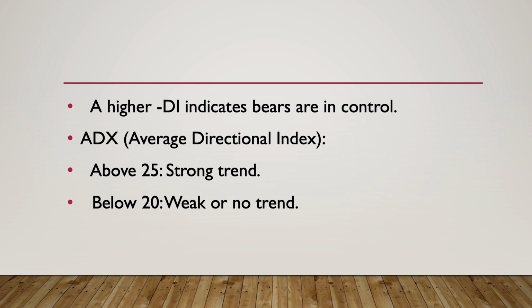The ADX, average directional index, above 25 is a strong trend, and a weak trend if it's below 20. Consider using these concepts with real-world strategies like on the SPY. If you see the DI plus rising above the negative DI with the ADX above 25, that's your green light to consider entering the bull trend.